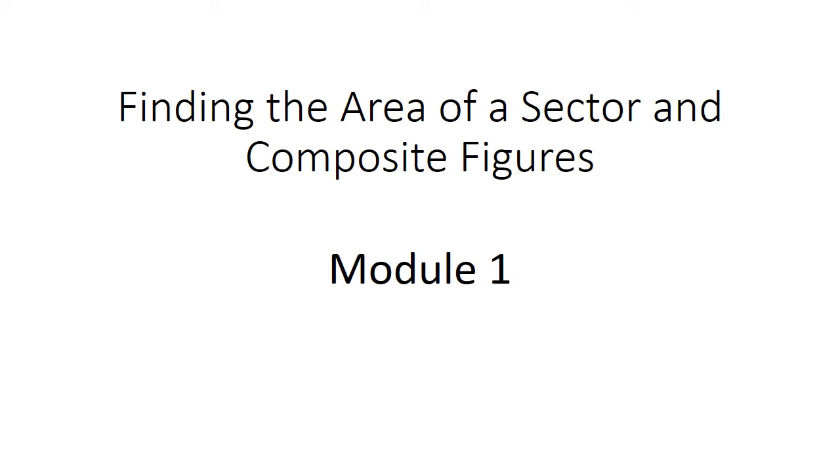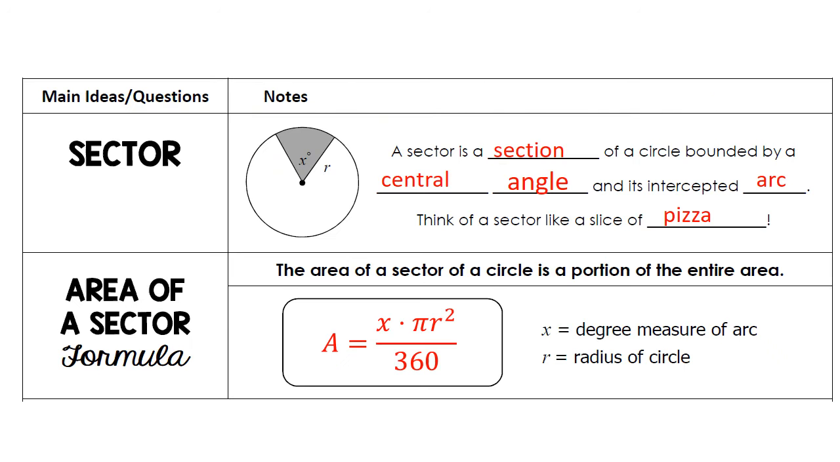In our first module, we are going to be working on finding area. The first type of area that we're going to solve for is an area within a circle, and it's called a sector. A sector is just a section of the circle. It is formed by a central angle, and you can see that it kind of looks like a pizza slice.